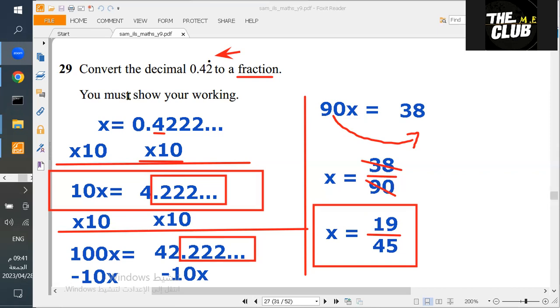And if you want to make sure, divide using the calculator. 19 divided by 45 equals the recurring decimal 0.4222. If it doesn't give you the same answer, it means you have a mistake. You have to follow your steps and check where the mistake is. Now let's move on to the next question.